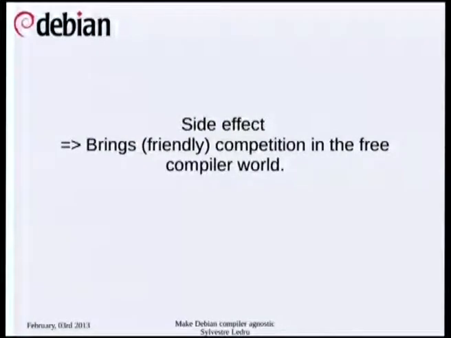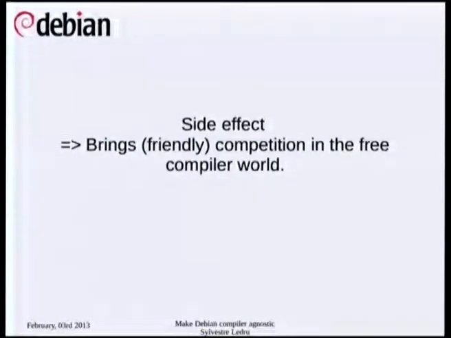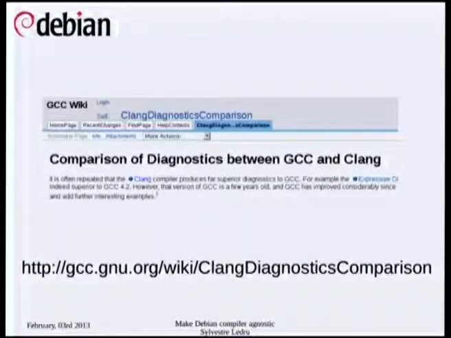So, the side effect of Clang being more and more used and more able to fix and to find mistakes in the source code is that it brings some competition in the free and open source world. So here is a URL from the GCC website.